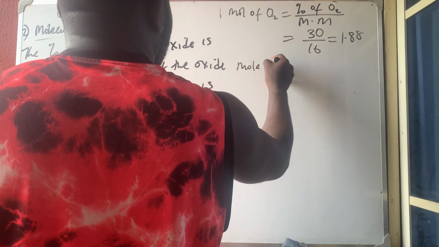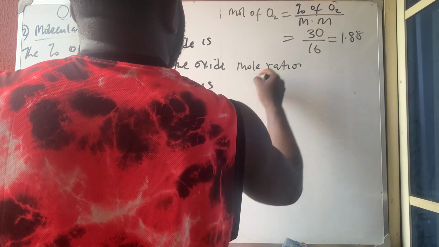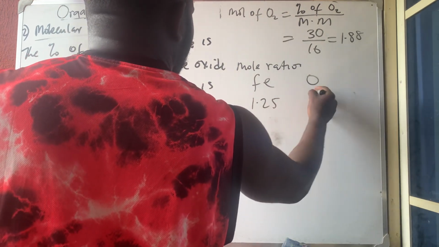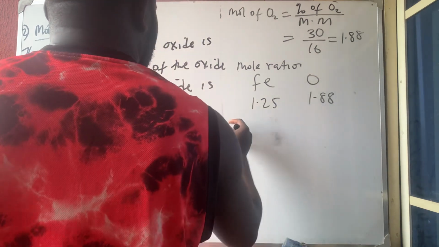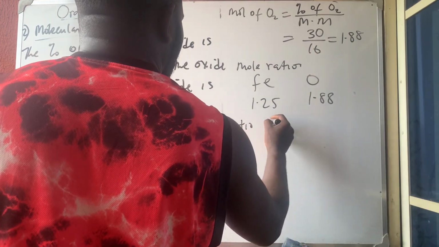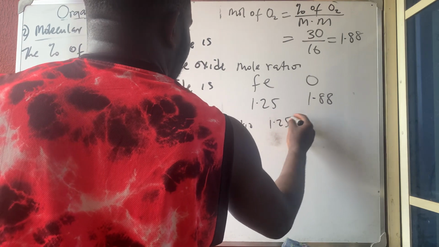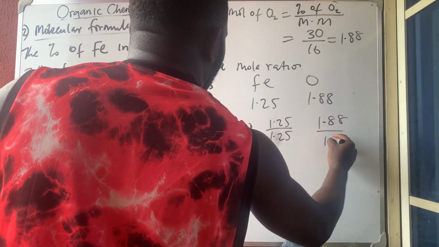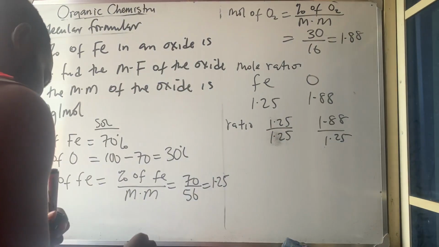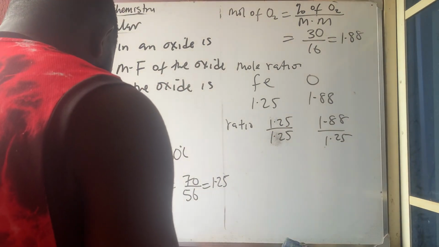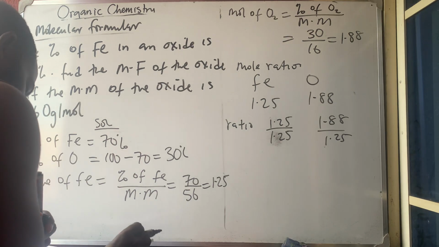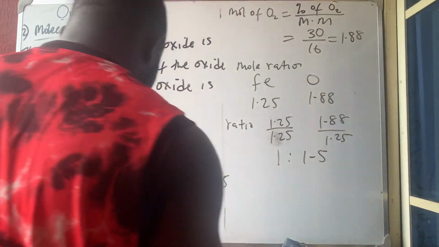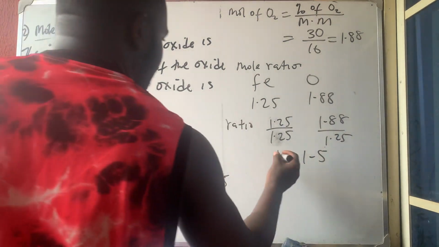So we now have that the mole ratio is now what? Fe and oxygen. This one is 1.25, 1.88. So the ratio will now be what? 1.25, the smaller one, divided by 1.25, and 1.88 divided by 1.25. So what do we have? We now have that the ratio is 1 is to 1.5.